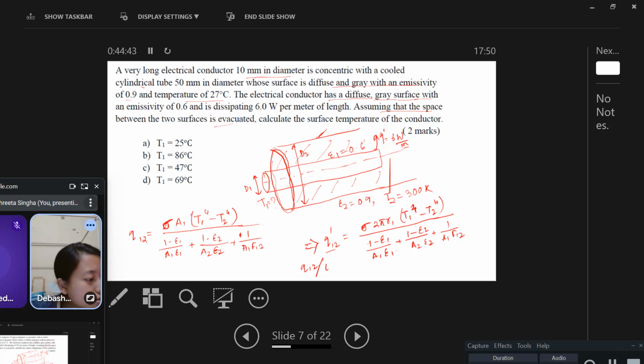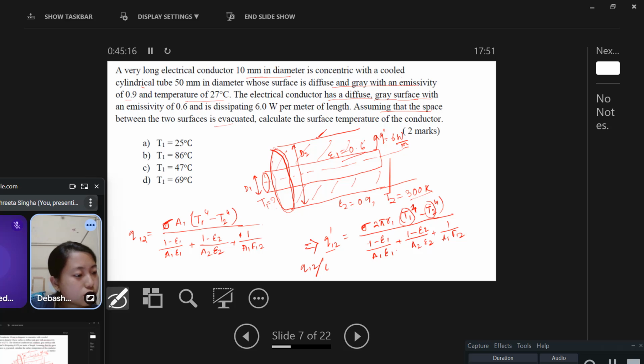I think all are given. R1 is the D1 by 2. D1 is 10 millimeter. T1, okay, you don't know the T2. Sorry, T1 you don't know. So T1 you have to find out. T2 is this 300 Kelvin. Then 1 minus epsilon 1. Epsilon 1 is given as 0.6. Epsilon 2 is given as 0.9. And A1, A2 you can directly calculate.